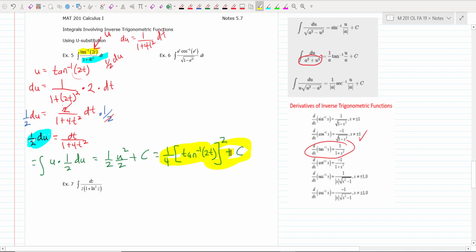When you did du, you didn't end up getting 1 over 1 plus 4t squared. You ended up getting 2 over 1 plus 4t squared. That's where that extra 1/2 shows up in that problem.